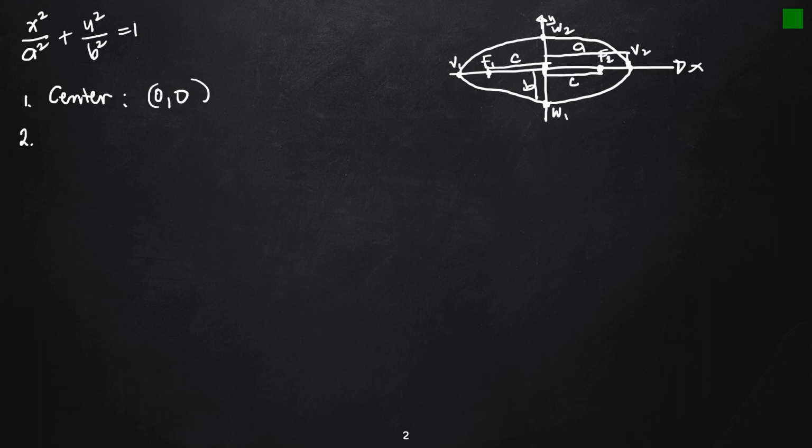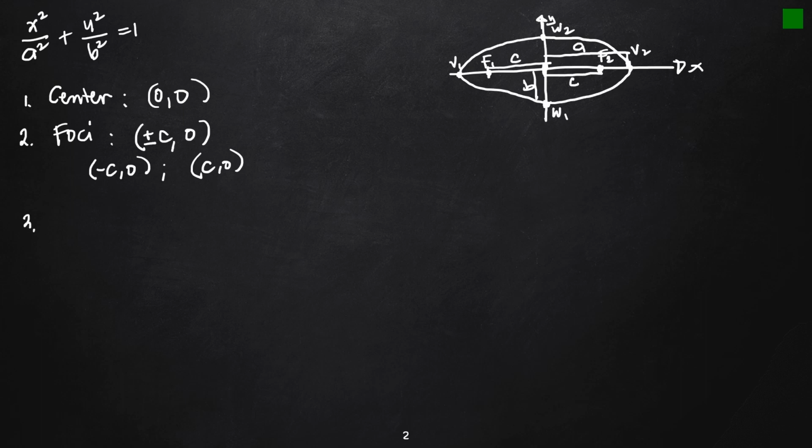Moving forward, the foci, this point and this other focus here, f sub 2, would have coordinates: from this point to the center is C, and this point to the center is also C. So our y here, obviously, because the focus is on the x-axis, is 0. Therefore, the foci have coordinates plus or minus C, or just negative C, 0 and positive C, 0.